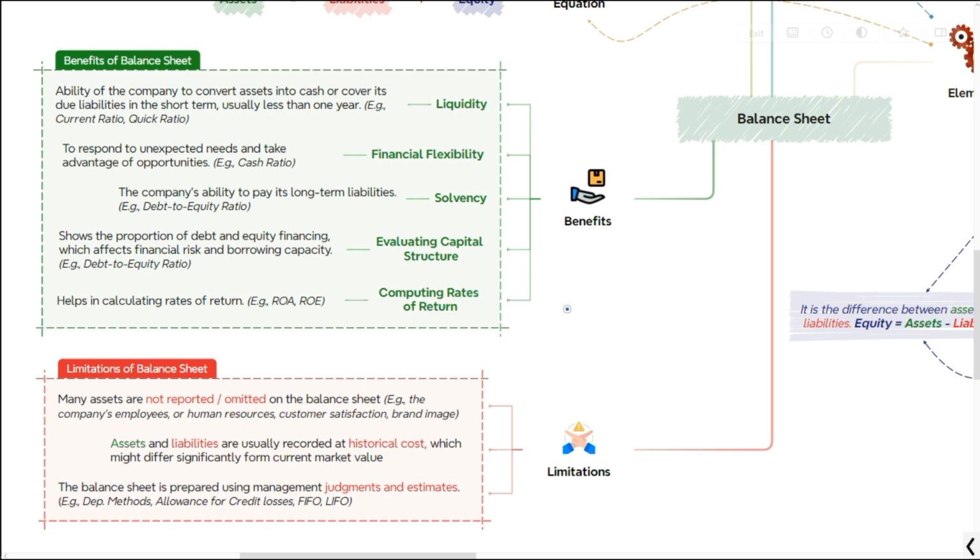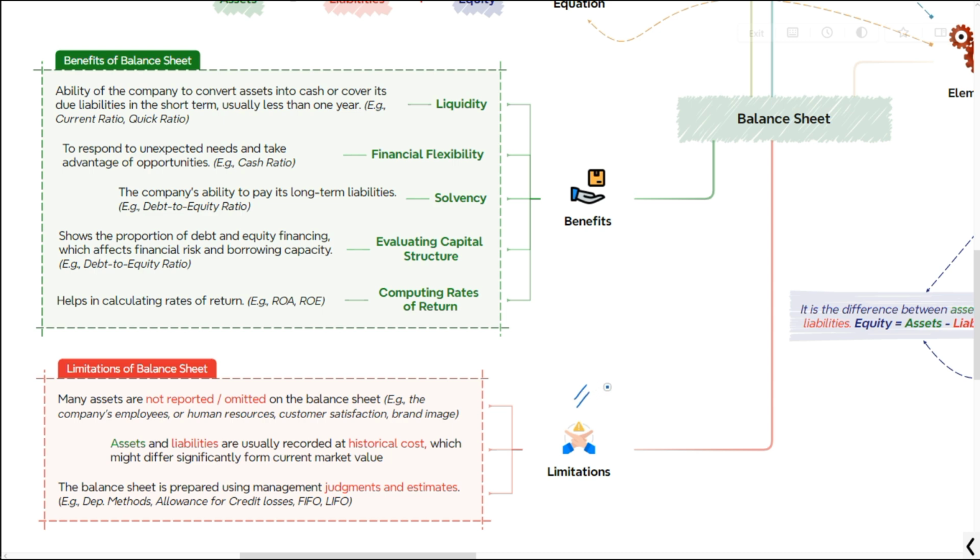So how can we remember the benefits of the balance sheet? We can remember them by combining them: we can assess the company's liquidity. Liquidity is the short-term paying ability. Solvency is the long-term paying ability. We can know the company's short-term paying ability and its long-term ability, and we can understand the financial flexibility, how flexible the company is, whether the company is going to take advantage of opportunities or not. We can evaluate the capital structure, how much proportion is debt or equity financing. We can compute the rates of return, like return on assets or return on equity.